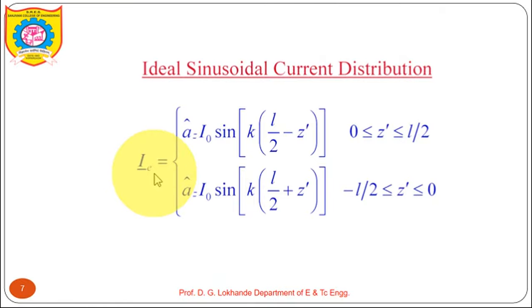So I(z') is equal to a_z I0 sin[k(L/2 - z')] for the length 0 to L/2, whereas a_z I0 sin[k(L/2 + z')] for the length -L/2 to 0. So this is the ideal sinusoidal current that will be developed across the dipole.